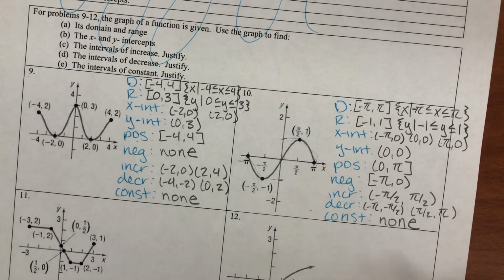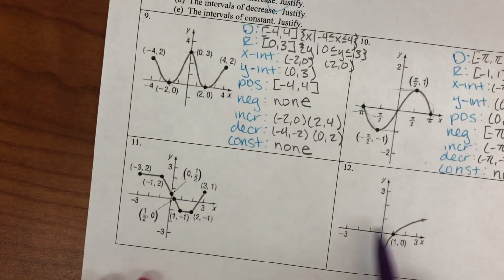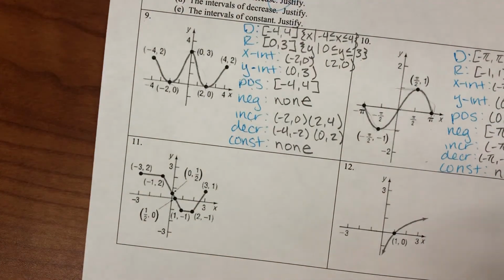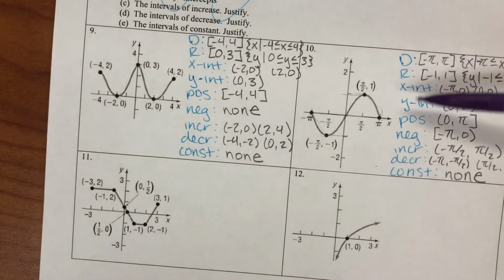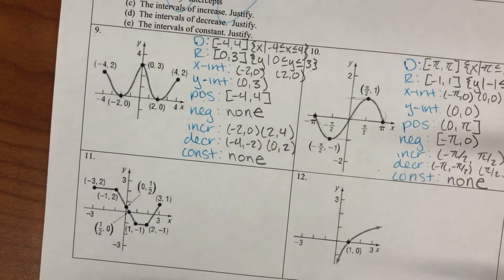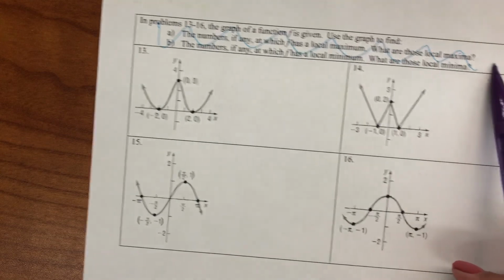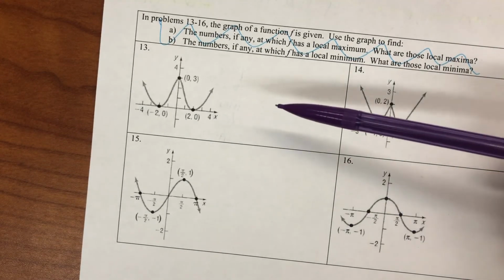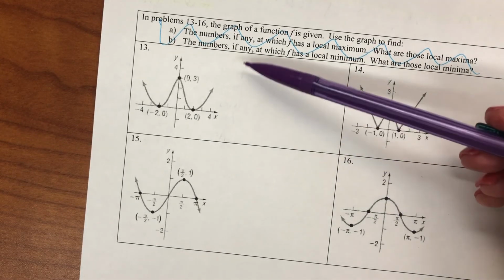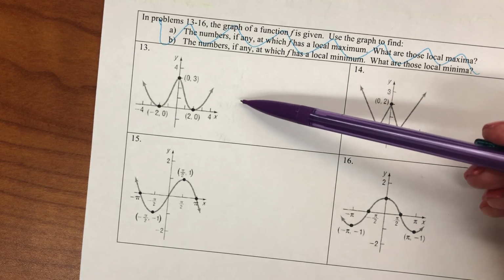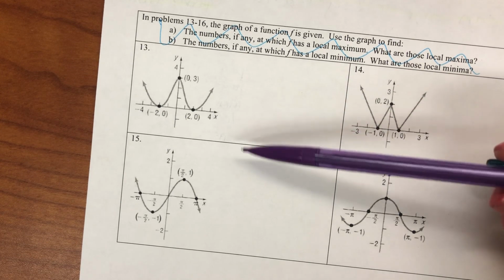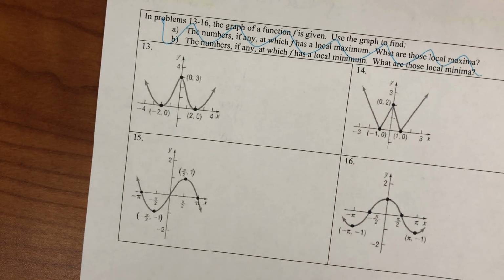Now I'd like you to do these bottom 2 graphs, just like what we've been doing before, listing all the key features for each one. And then on the back, same thing. Ignore these instructions, these directions, and do the same thing we did in the front. Give all the key features: domain, range, X and Y intercepts, positive, negative, increasing, decreasing, and constant for these.